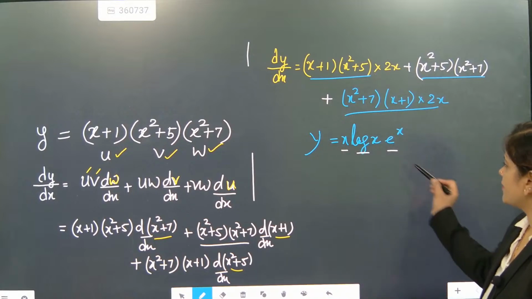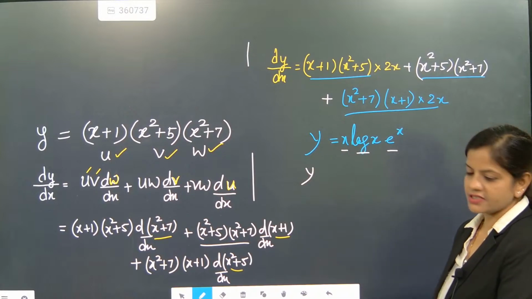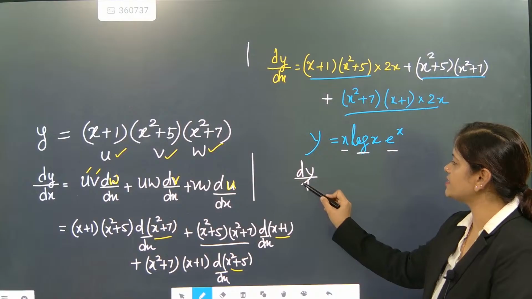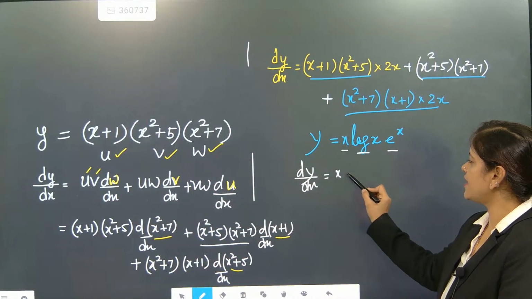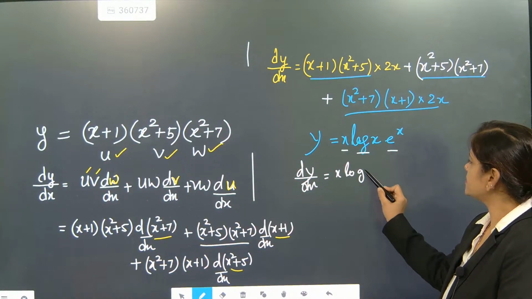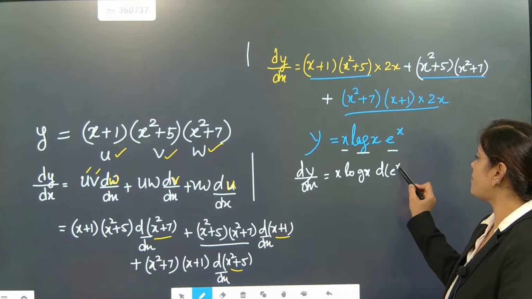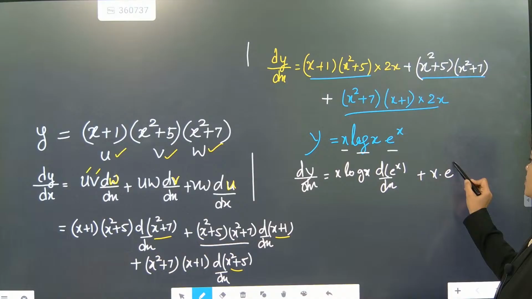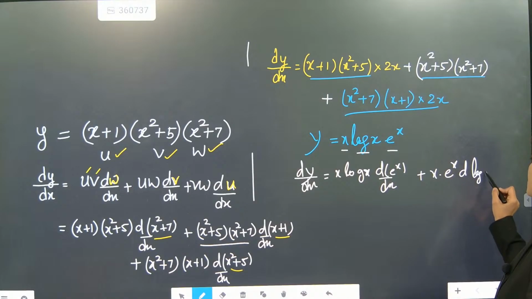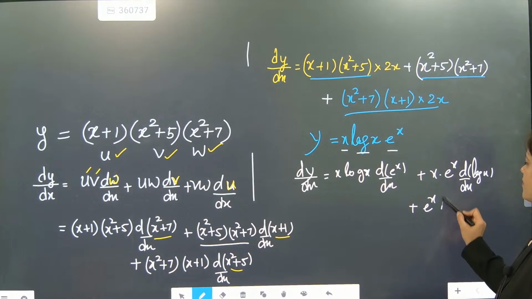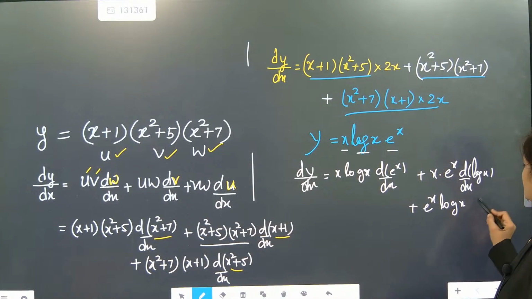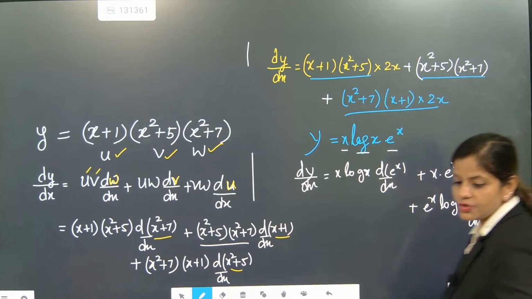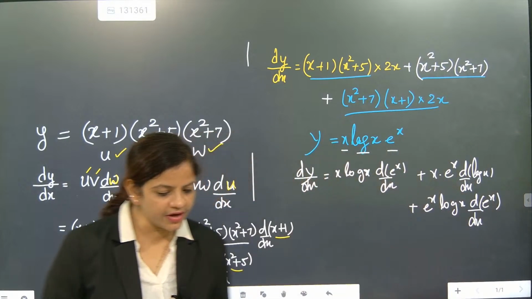Come on, try. First time, y will be left as it is, differentiation of dy by dx. Now we will leave x log x, and we will differentiate e to the power x. Next time, we will leave x e to the power x and differentiate log x. Next time, we will leave e to the power x log x and differentiate x. Understood? Taking any one and leaving.